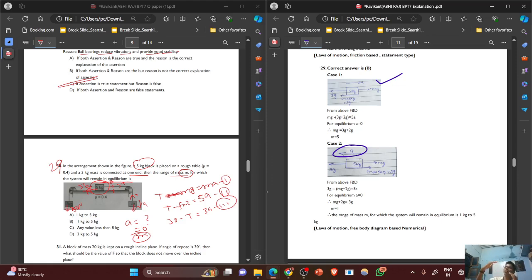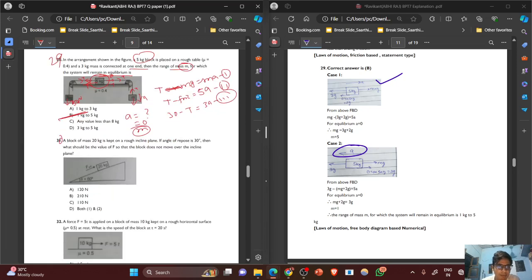So if we take the acceleration in the left direction, we get the value of mass equal to your least mass. And if the acceleration is taken in the right direction, the mass will be the highest mass. So that will be in the range of 1 to 5. Option B is your correct answer. Now moving to our next question.